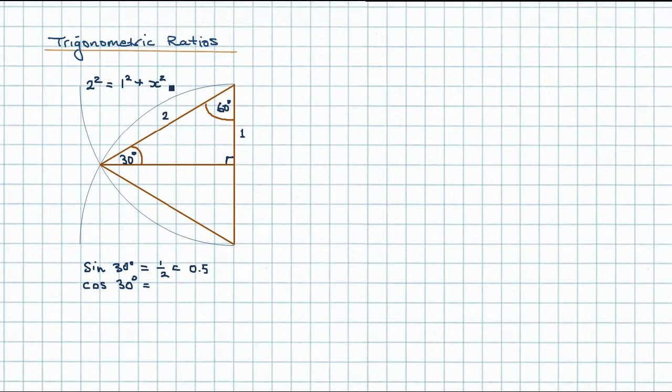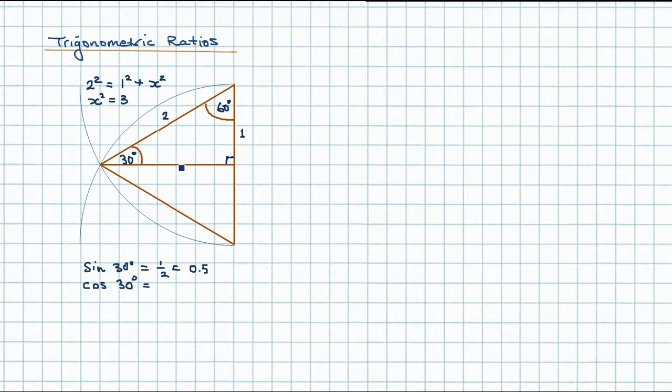Now if we rearrange this, we get x squared equals 2 squared minus 1 squared. Well, 2 squared is 4, and 1 squared is 1, so that's 4 minus 1, which is 3. So this side here must be the square root of 3, which is not a rational number.